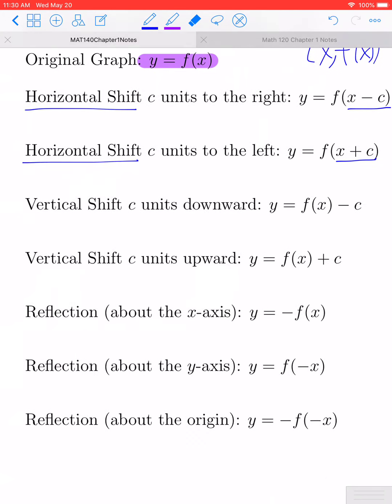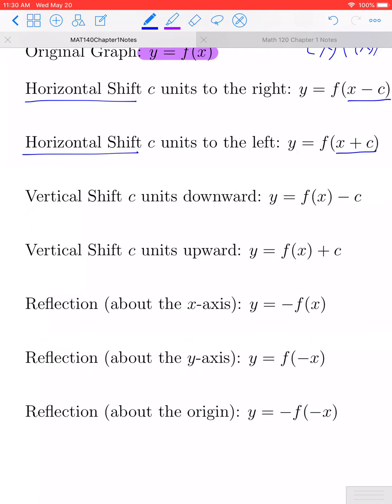If we add or subtract on the outside of a function, that'll be a vertical shift. If you subtract c from f of x, that shifts the graph downward c units. If you add c on the outside of a function, that's going to move the graph up c units.